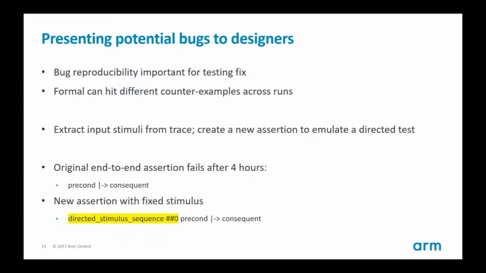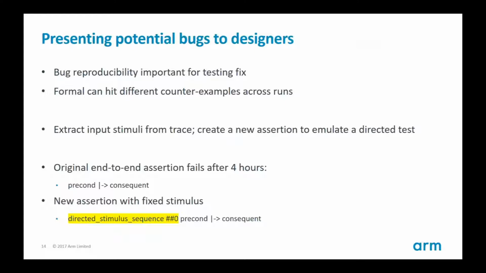So what this slide is talking about is, formal has a problem. When you try to reproduce a particular trace with formal, there's no guarantee that it will end up generating that same trace. So if you are presenting a bug to a designer and the designer is not able to reproduce the same trace, then how will you verify that he has actually fixed that problem?